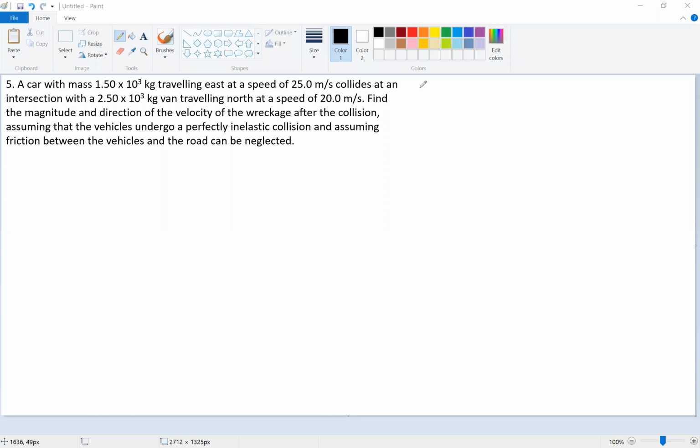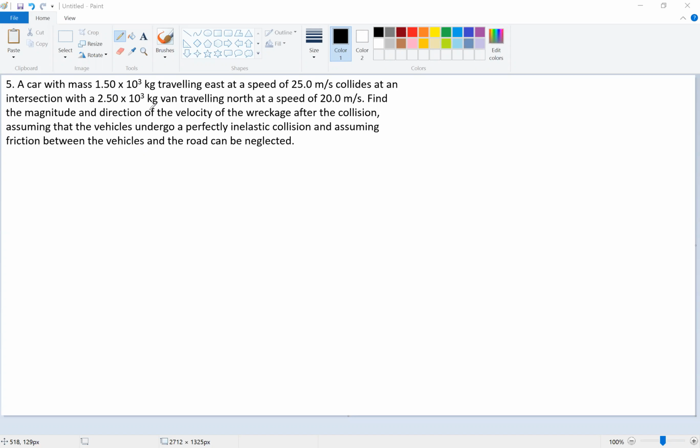All right, students, so this is problem 5 from the problem set PowerPoint that I emailed you all. I wanted to go over this example because I don't think we did a problem involving momentum, and that's what this one is going to involve.